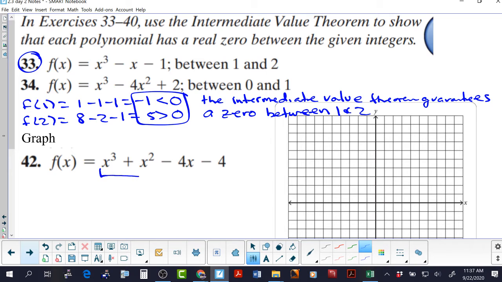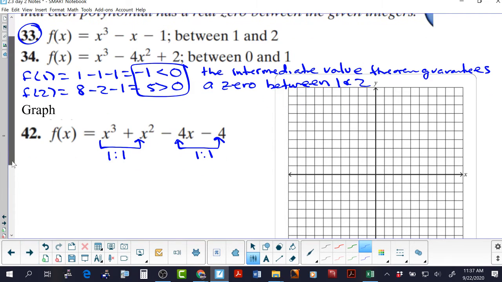Graph f of x equals that. The ratio between these coefficients is 1 to 1. So 1 to 1 here, and then if you divide these coefficients by negative 4, this is also 1 to 1. Now when that happens, we can factor by grouping to first find the zeros.